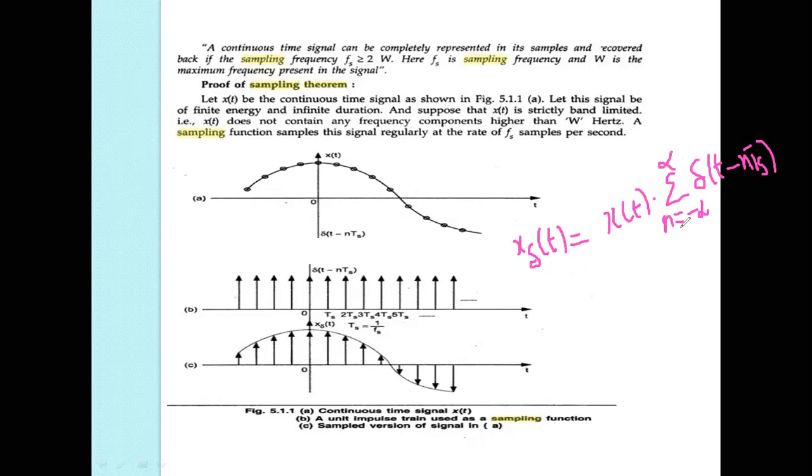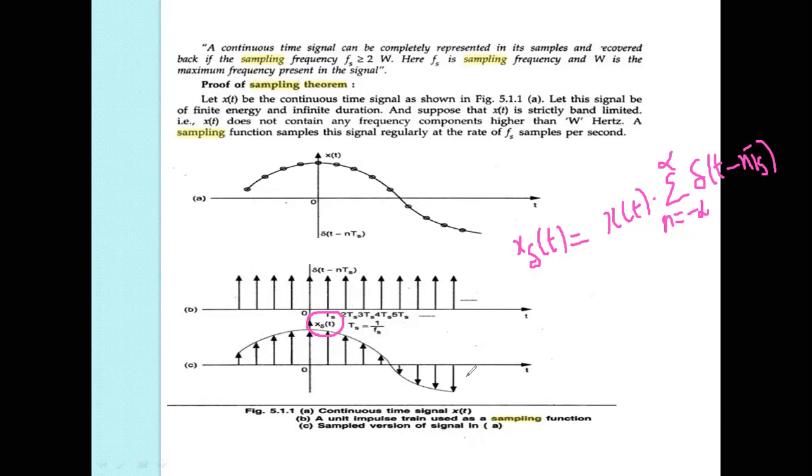So now the product of these two functions, call it x delta of t. See here, the given x delta of t, combining all the functions at minus Ts, minus 2Ts, minus 3Ts, minus 4Ts, and so on. Because it is decreasing in the negative direction, the samples also go on.